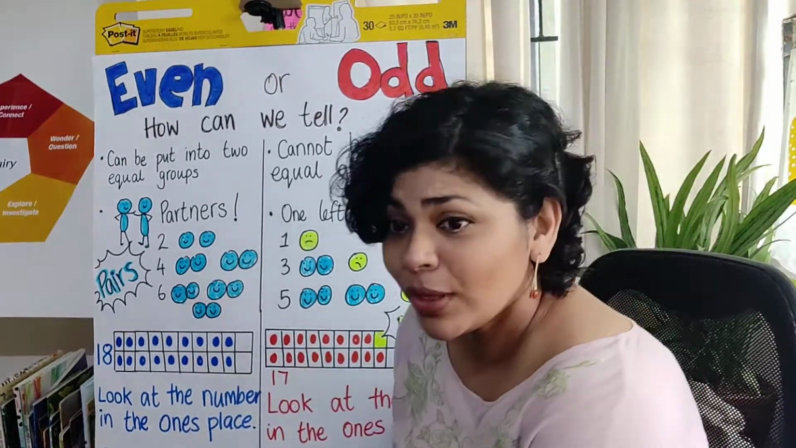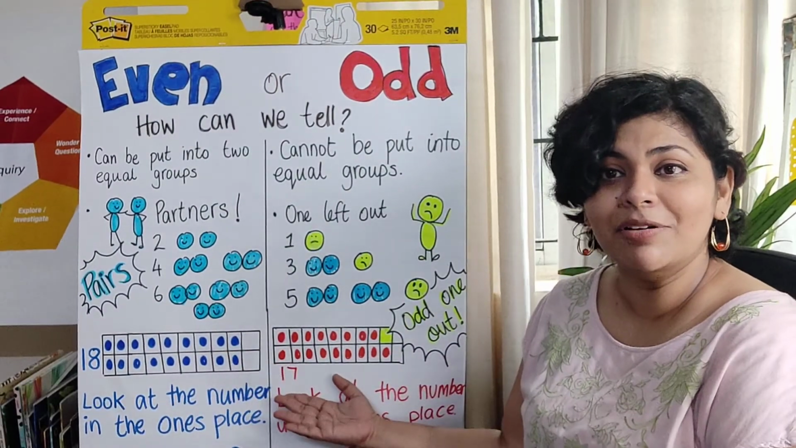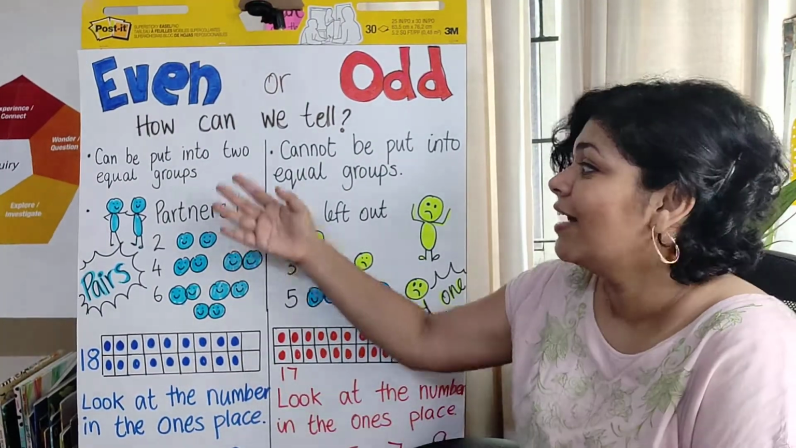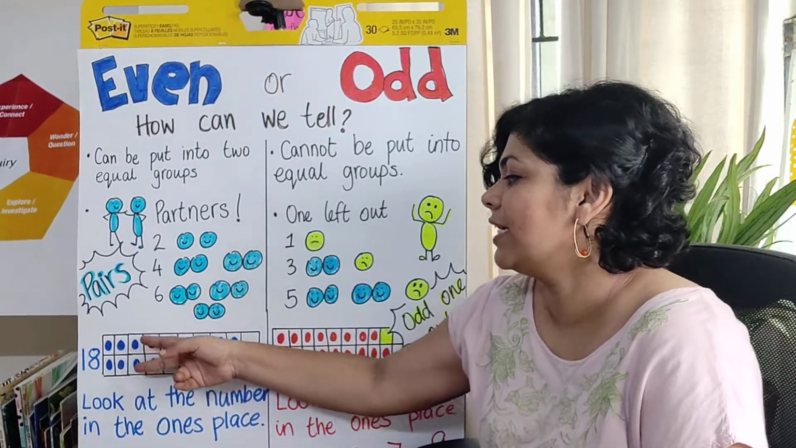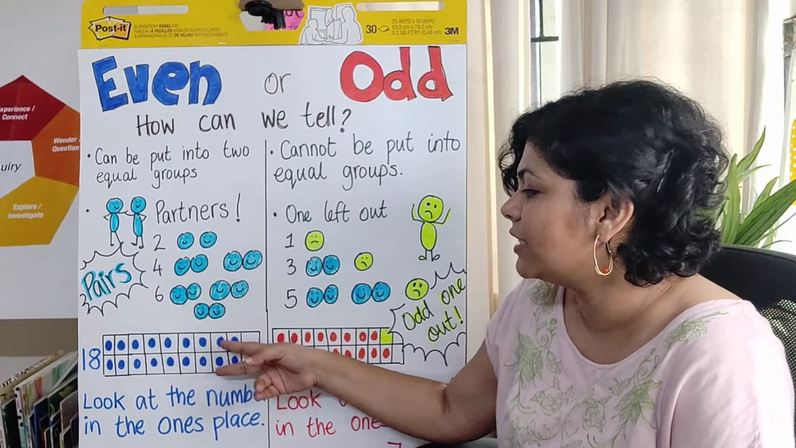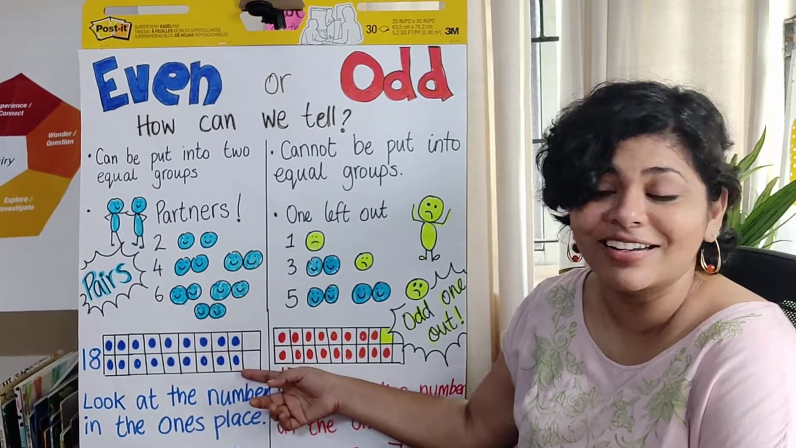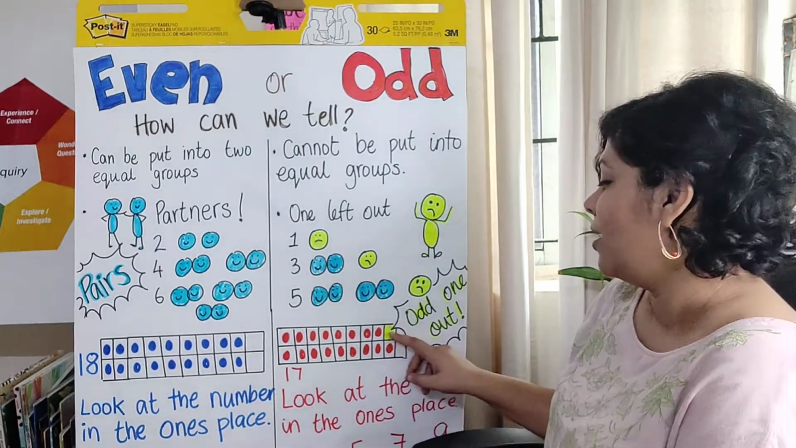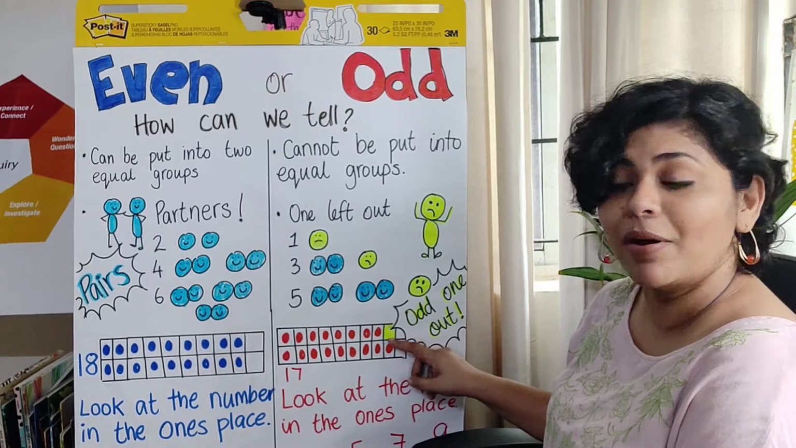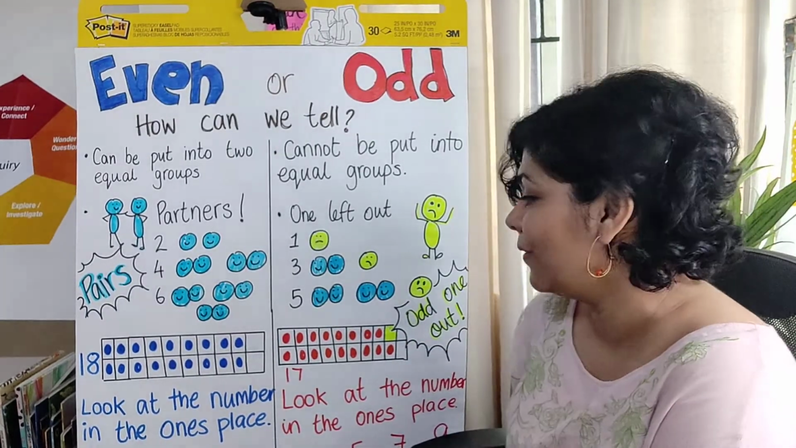Now, with bigger numbers, you might want to try putting them in a number rack to see if they have a pair. So 18: 2, 4, 6, 8, 10, 12, 14, 16, 18. Each dot has a pair, a partner. But how about the number 17? There's one over here that doesn't have a partner. This is all by itself. It's an odd number. Okay?